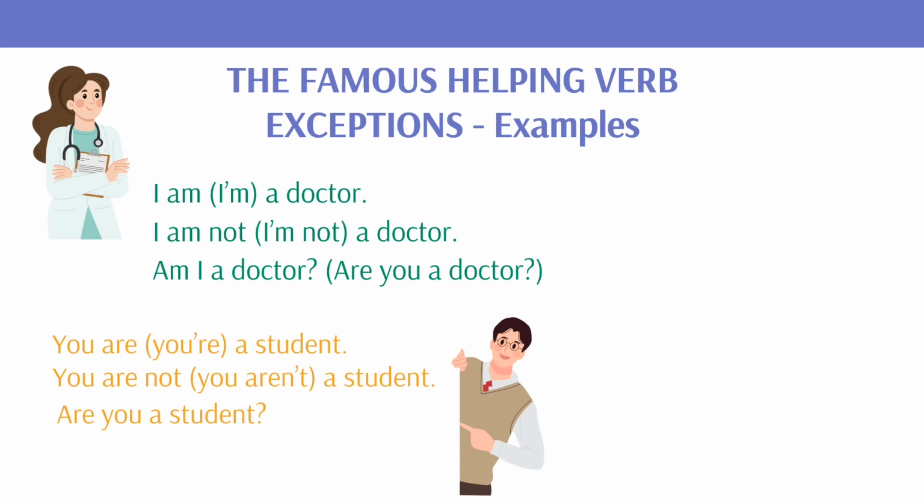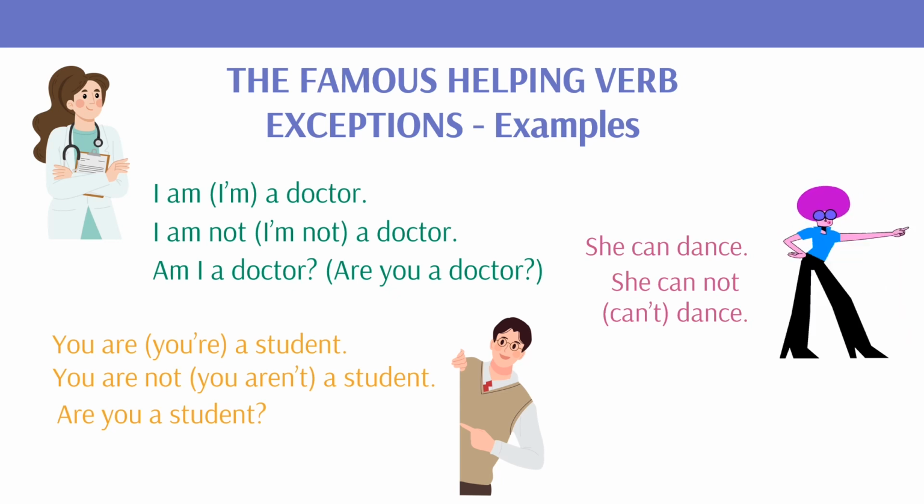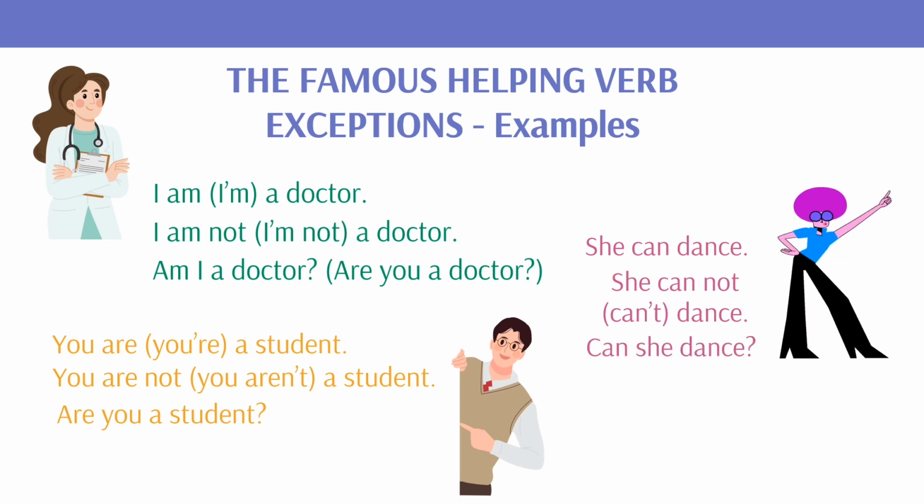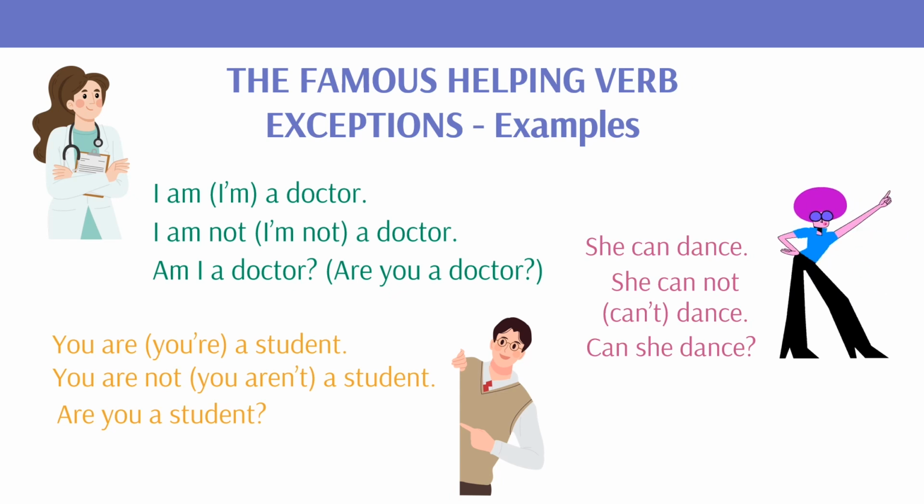She can dance. Sie kann tanzen. She cannot or can't dance. Can she dance? Wir brauchen kein Hilfsverb bei den Verben to be und Modalverben. Diese sind starke Verben und sie brauchen keine Hilfe.